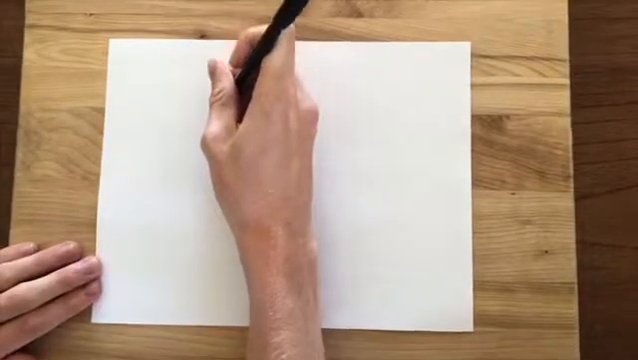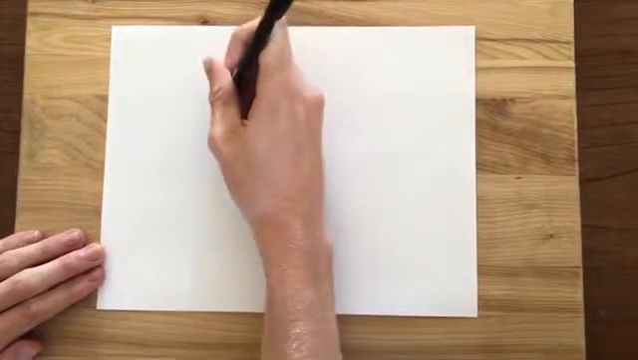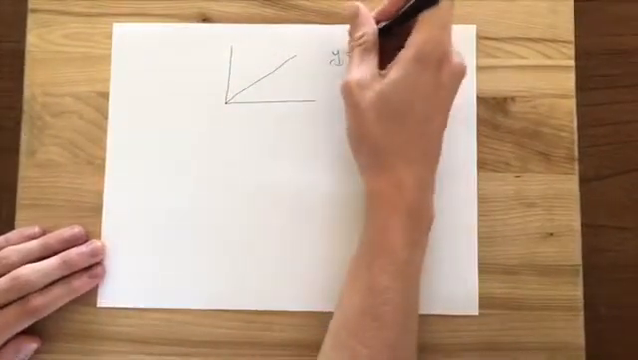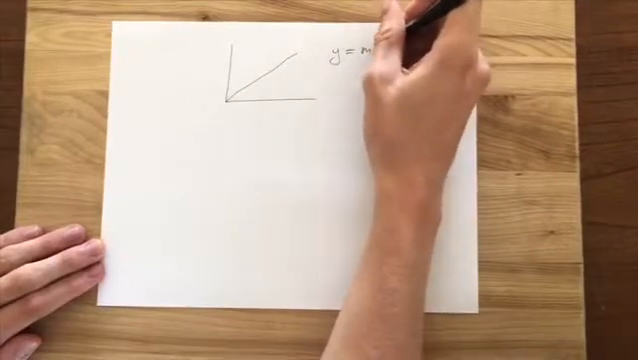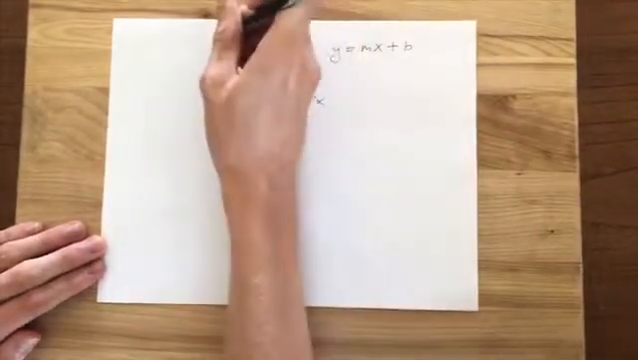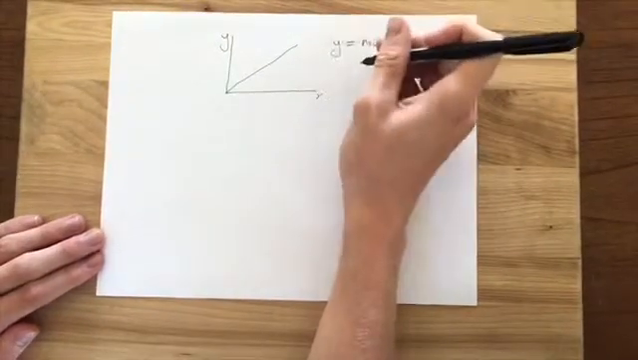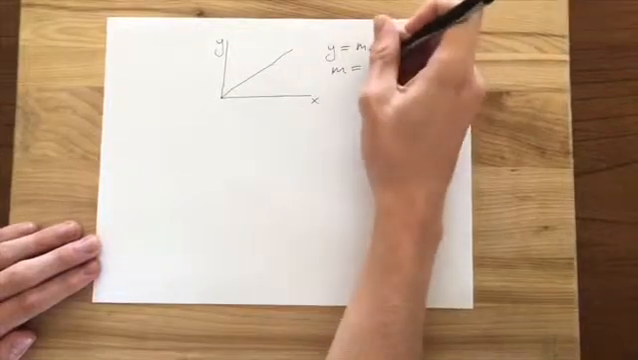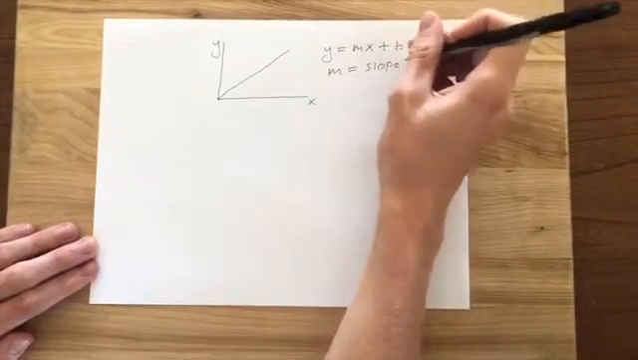So now we're going to talk about linear functions. Here's a graph of a line, and this line can be represented by the equation y equals mx plus b. This is basically your standard slope-intercept form, and m is going to be the slope of the line.